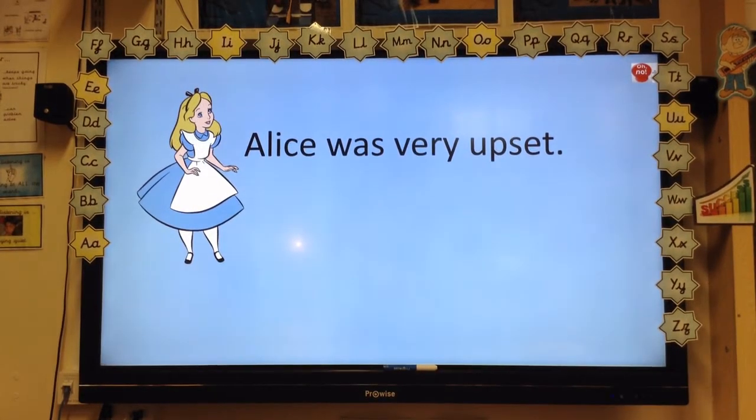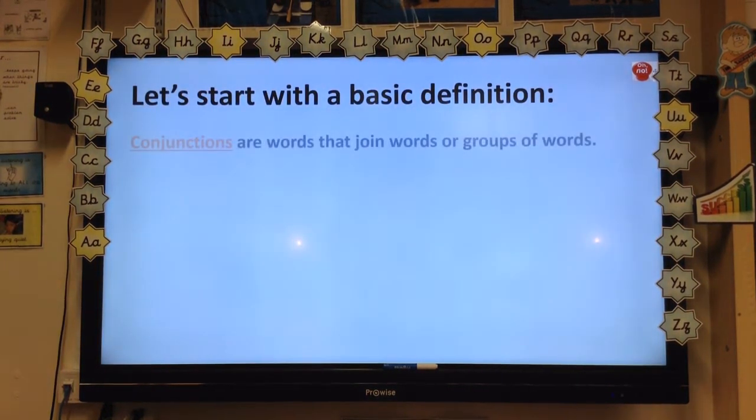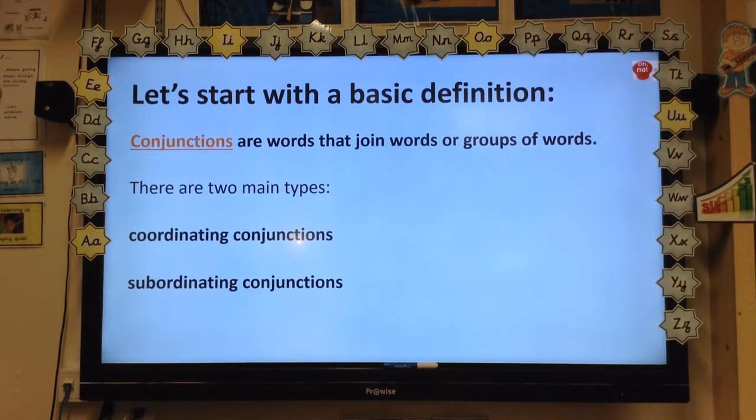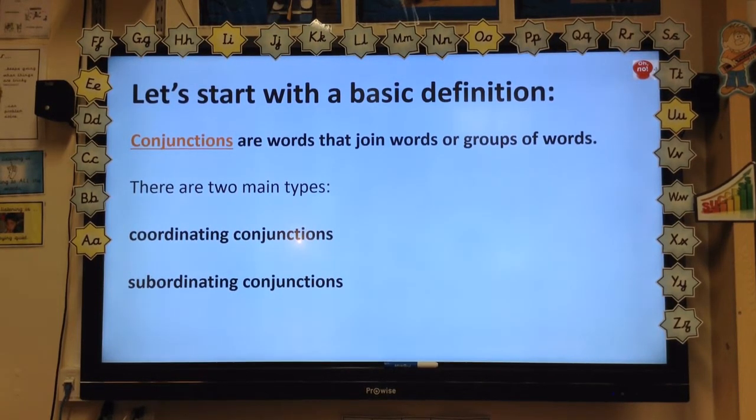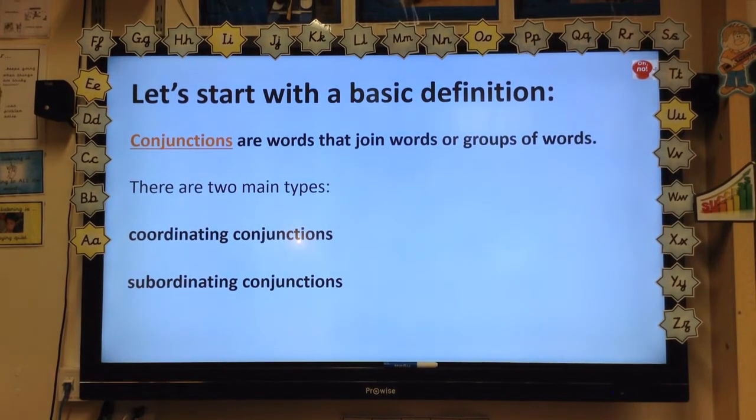Let's have a reminder of what conjunctions are. Let's start with a basic definition. Conjunctions are words that join words or groups of words. There are two main types. Coordinating conjunctions, which you learned about in Key Stage 1. The other type of conjunction are subordinating conjunctions, which is what we're going to focus on today.